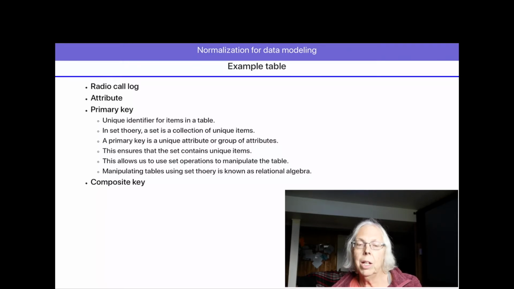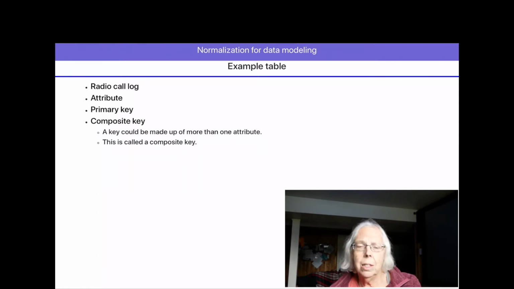So we treat these in a relational database as a set. And in set theory, a set is a collection of unique items. So a primary key is a unique attribute or group of attributes that can make each element of the set unique. So we ensure that the key is unique, therefore we can always find it in the database. So then we can use set operations to manipulate the data table. Various things like selecting particular rows and so on. So we can use this set theory to manipulate the table, and this is actually known as relational algebra.